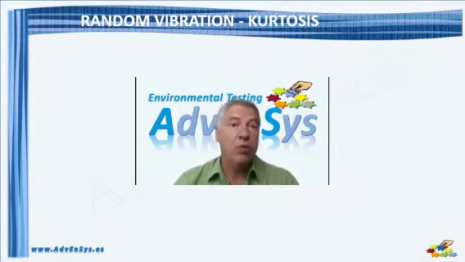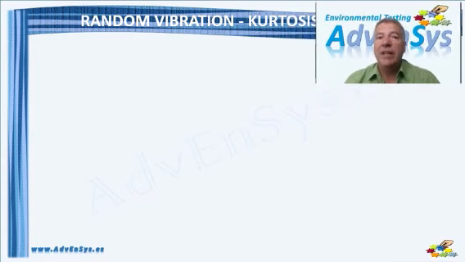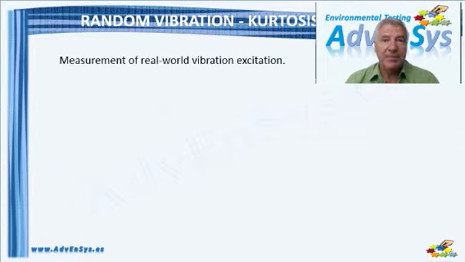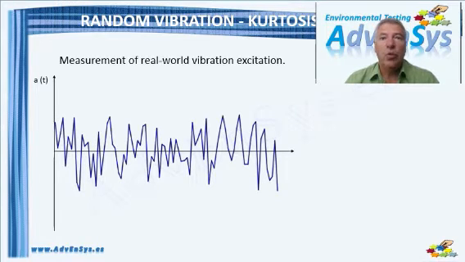Today, I will talk about kurtosis in random vibration testing. Let's remind that an acceleration signal directly recorded from the real environment may look like this random chaotic plot. We cannot see any signal pattern, any kind of periodic behavior, etc.